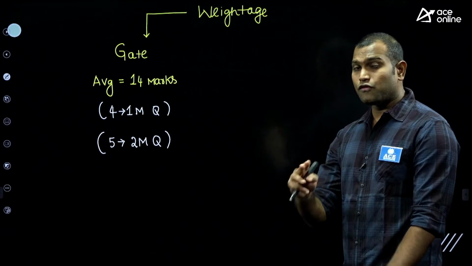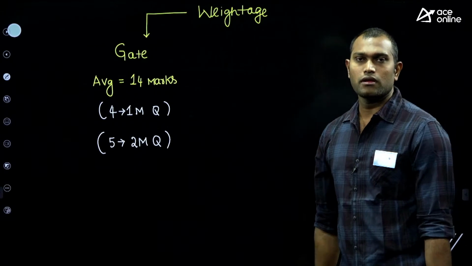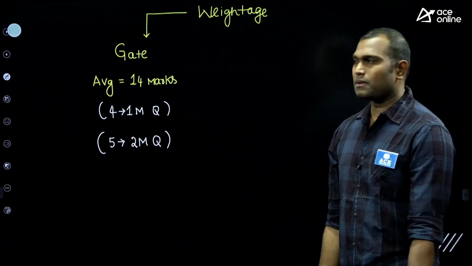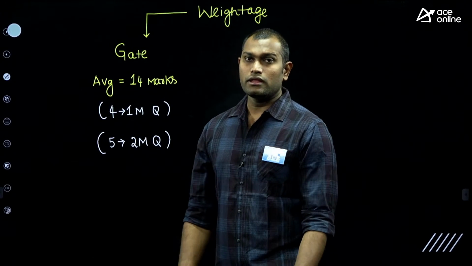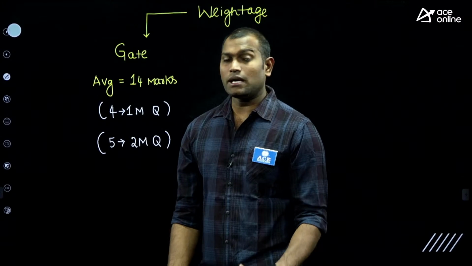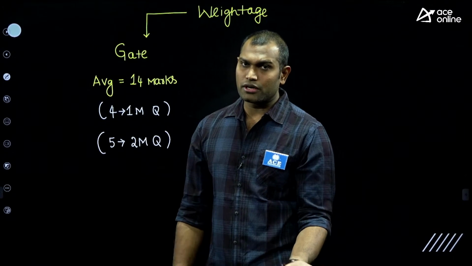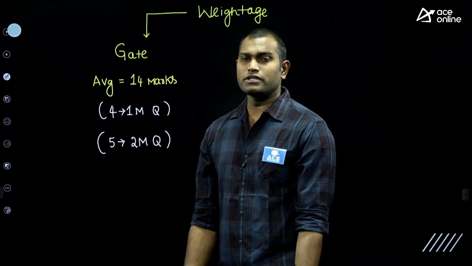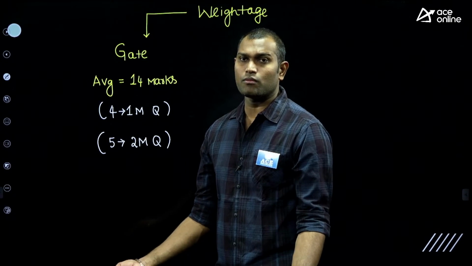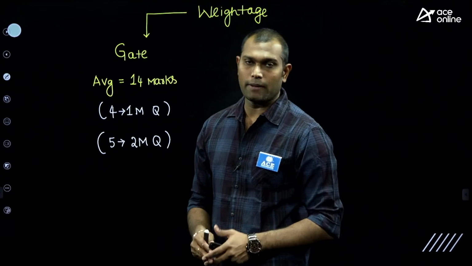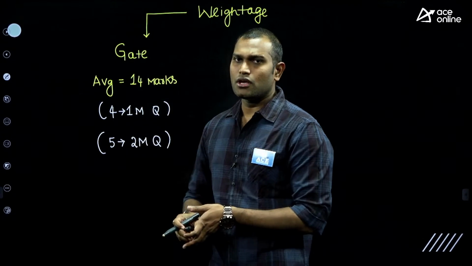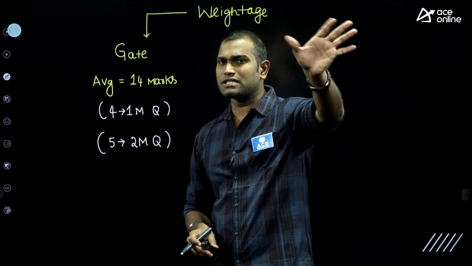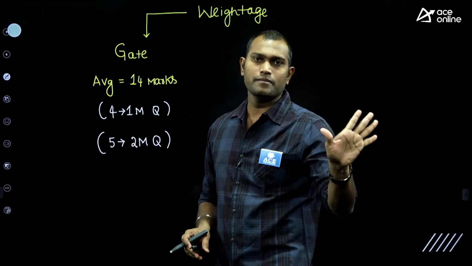Sometimes they have asked 4 one-mark and 6 two-mark questions, then the weightage is 16. Sometimes they asked 5 one-mark and 5 two-mark questions, then the weightage is 15 marks. Sometimes they ask 5 one-mark questions and 4 two-mark questions, that is 13 marks. That's the reason why I'm saying the average is 14 marks. You don't need to worry about whether it is 15 or 16. If you get 15 marks, fine.